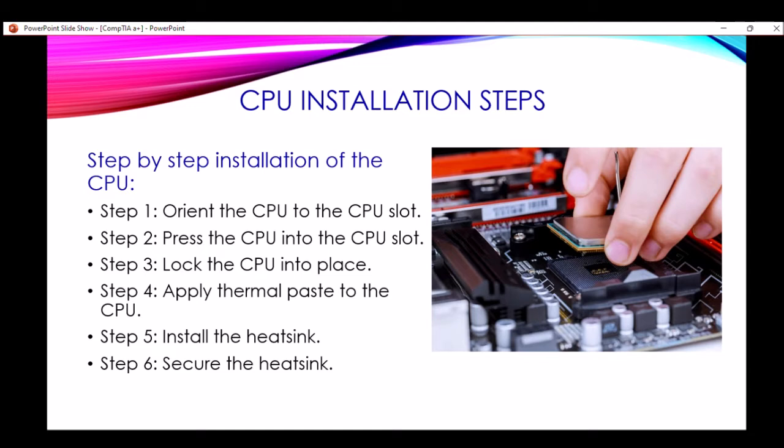Step 1. Orient the CPU to the CPU slot. Step 2. Press the CPU into the CPU slot. Step 3. Lock the CPU into the CPU socket. Step 4. Apply thermal paste to the CPU to keep it cool. Step 5. Also install a heatsink to keep your CPU cool. And finally, step 6. Secure the heatsink. So let's have a video demonstration to learn how to install a CPU in our motherboard.